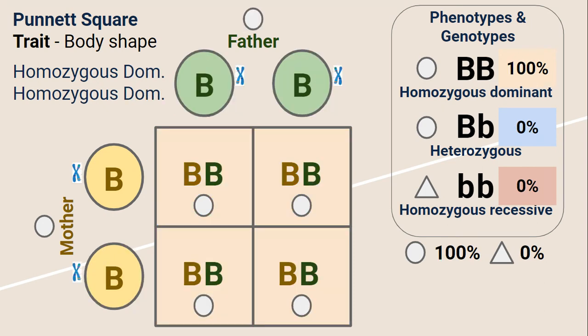And the other possibility is that we cross a homozygous dominant father with a homozygous dominant mother. These children could only inherit dominant traits from the father and dominant traits from the mother, giving us a 100% chance that these children will be homozygous dominant and have a round body phenotype.